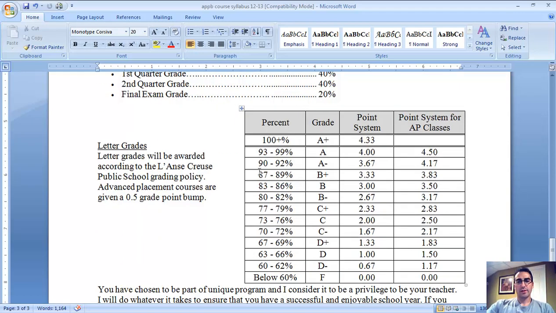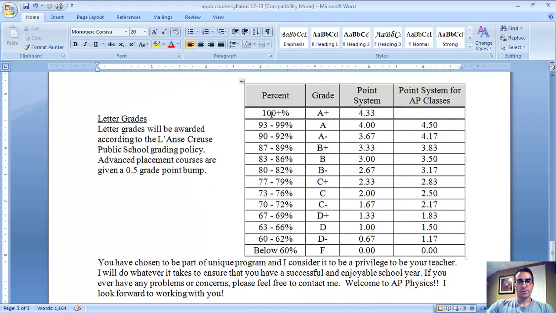And here's our grading system. This is the Lanscrews grading policy. This is district-wide. Notice that you can get an A+ if you have 100% or higher. And it is possible to get 100% or higher. You just have to do extra credit and make sure that you score really well on all your tests. And I do curve the test quite a bit.